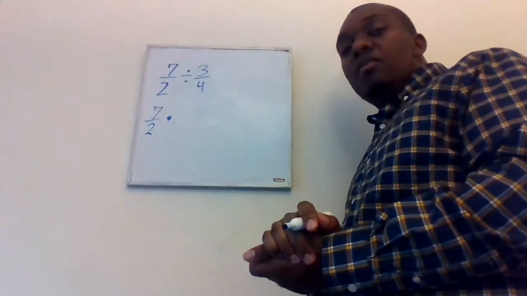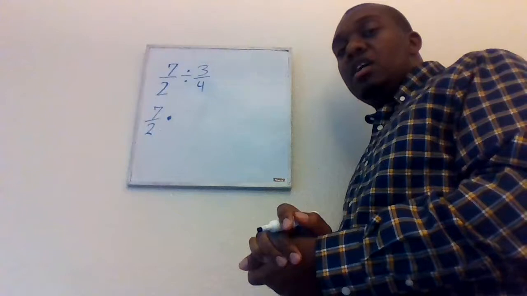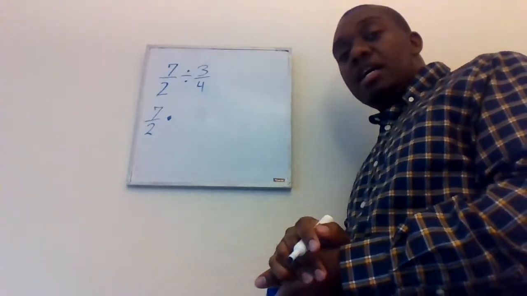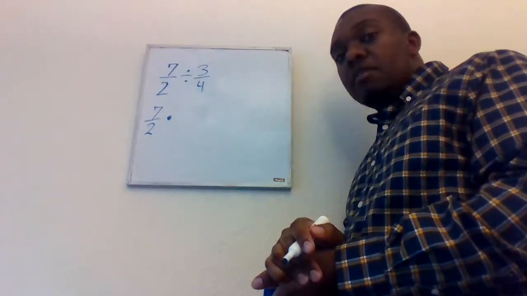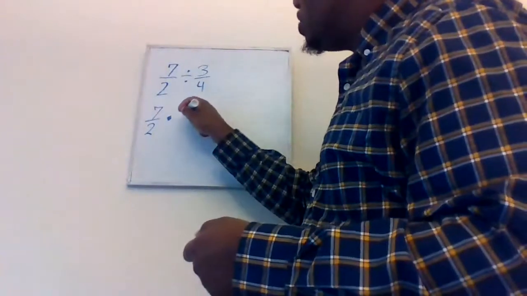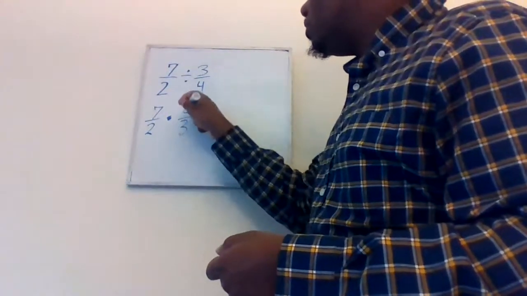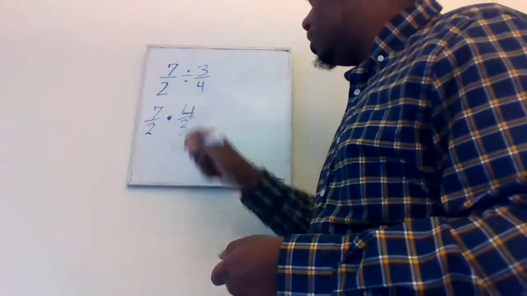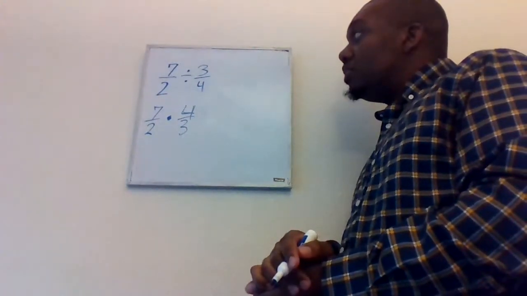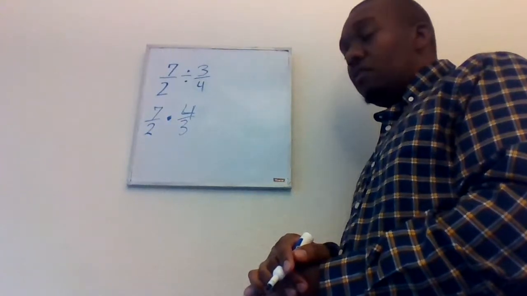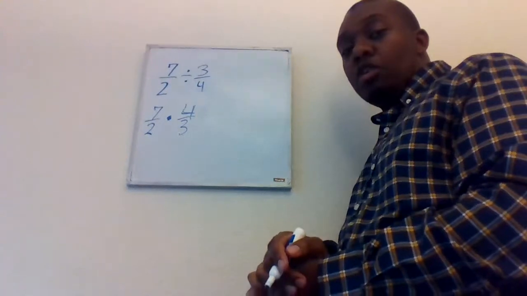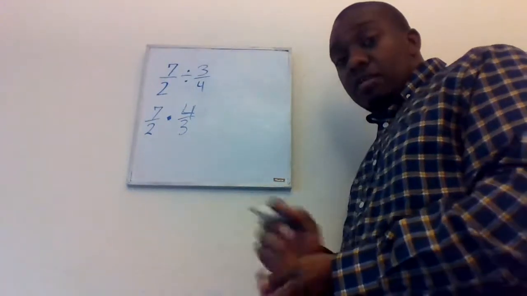But in order to do that, we must do something with the second fraction, with the 3/4 in this case. What we'll do is multiply, instead of 3/4, by its reciprocal. In other words, flip the fraction. So 3/4 will become 4/3. All right, so in order to do 7 halves divided by 3/4, we must actually find what is 7 halves times 4/3.